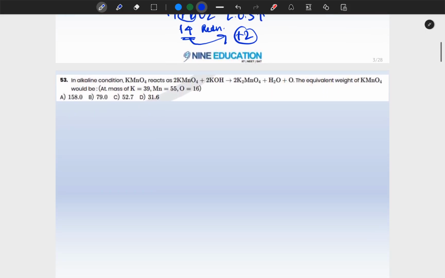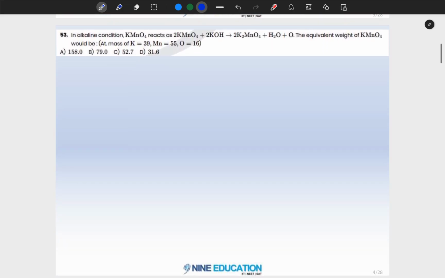Let's proceed to the next question. In alkaline condition, KMnO4 is getting converted to K2MnO4.